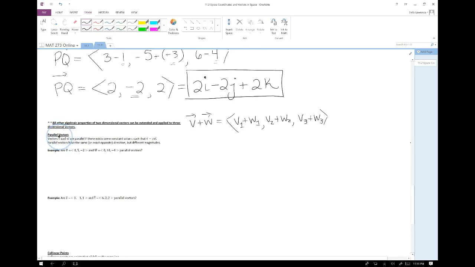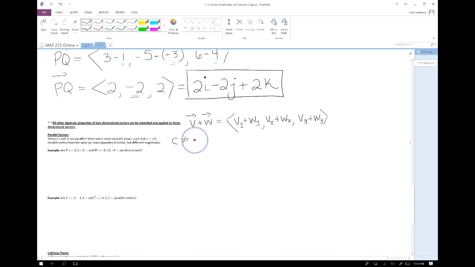Parallel vectors and collinear points are what we're going to talk about next. So two vectors v and w are parallel if there exists some constant value c such that v is equal to c times w. There are no restrictions on c.